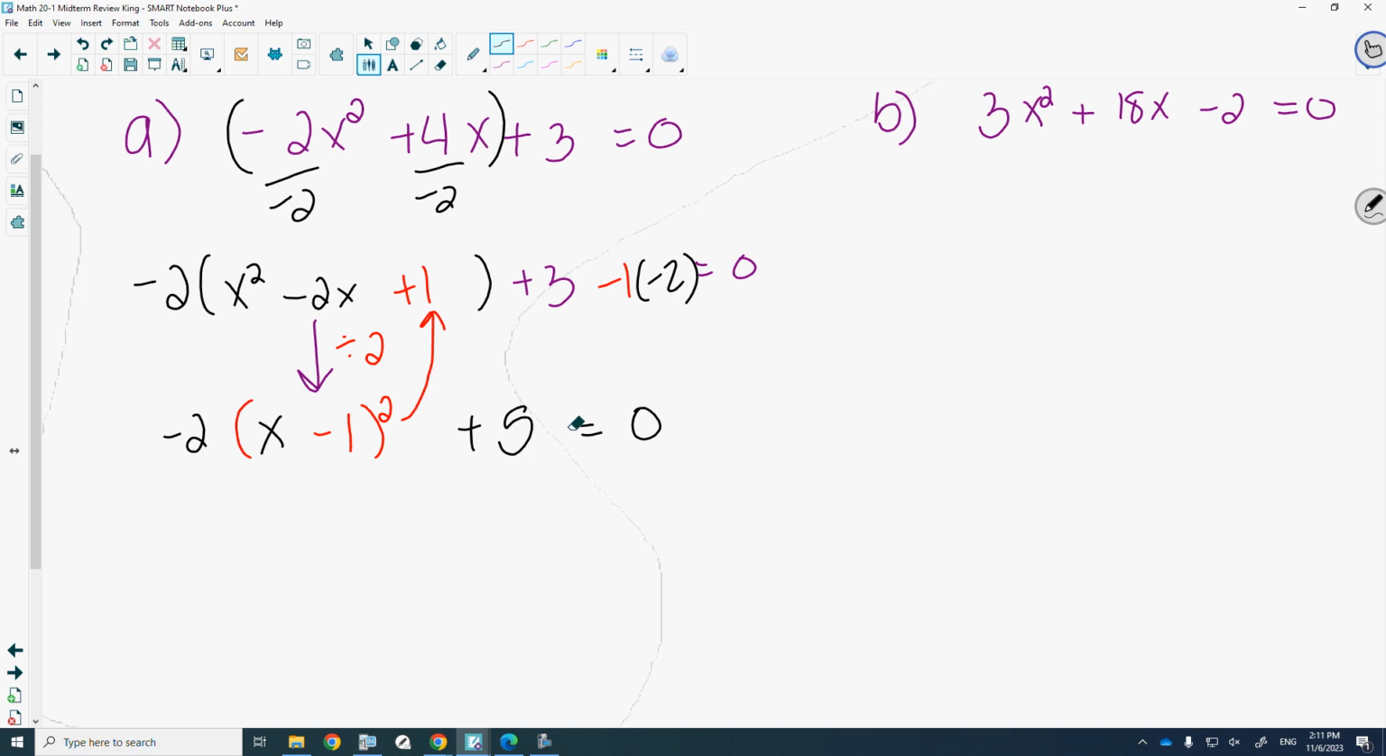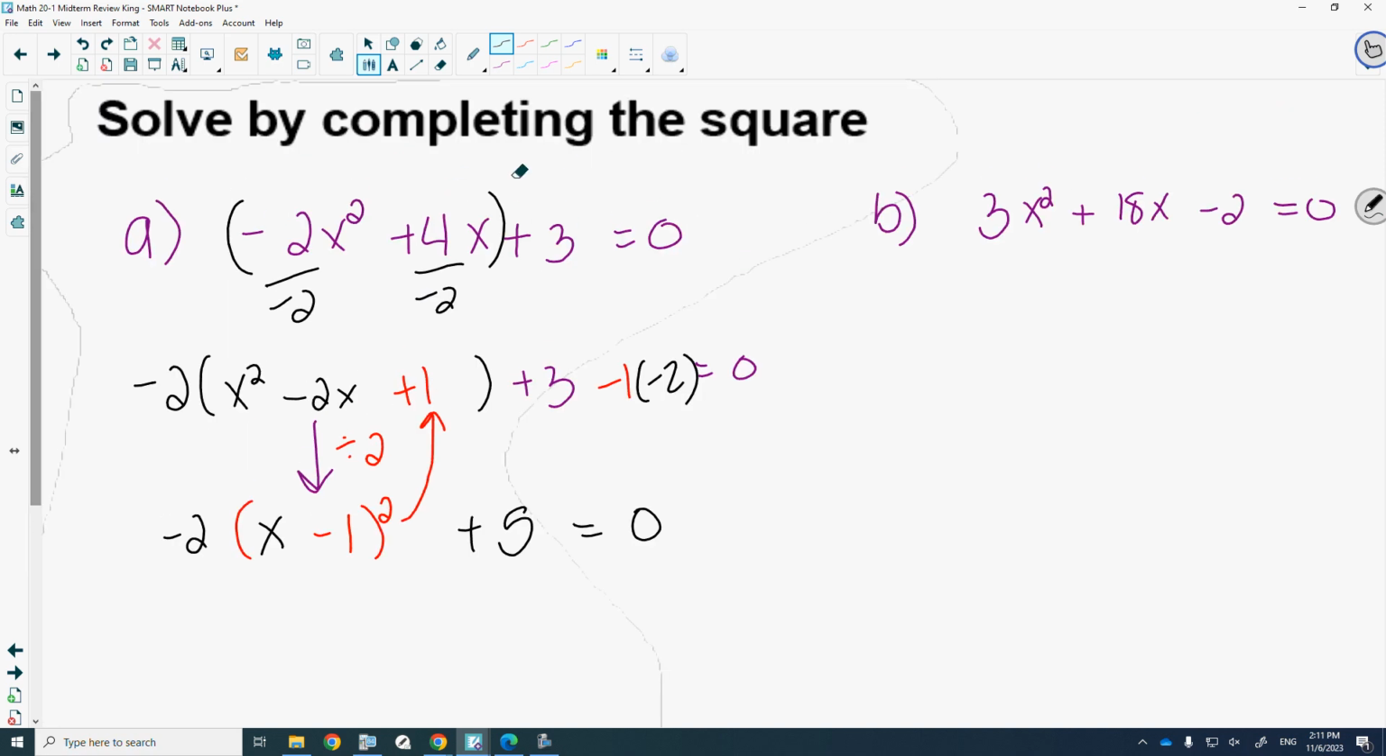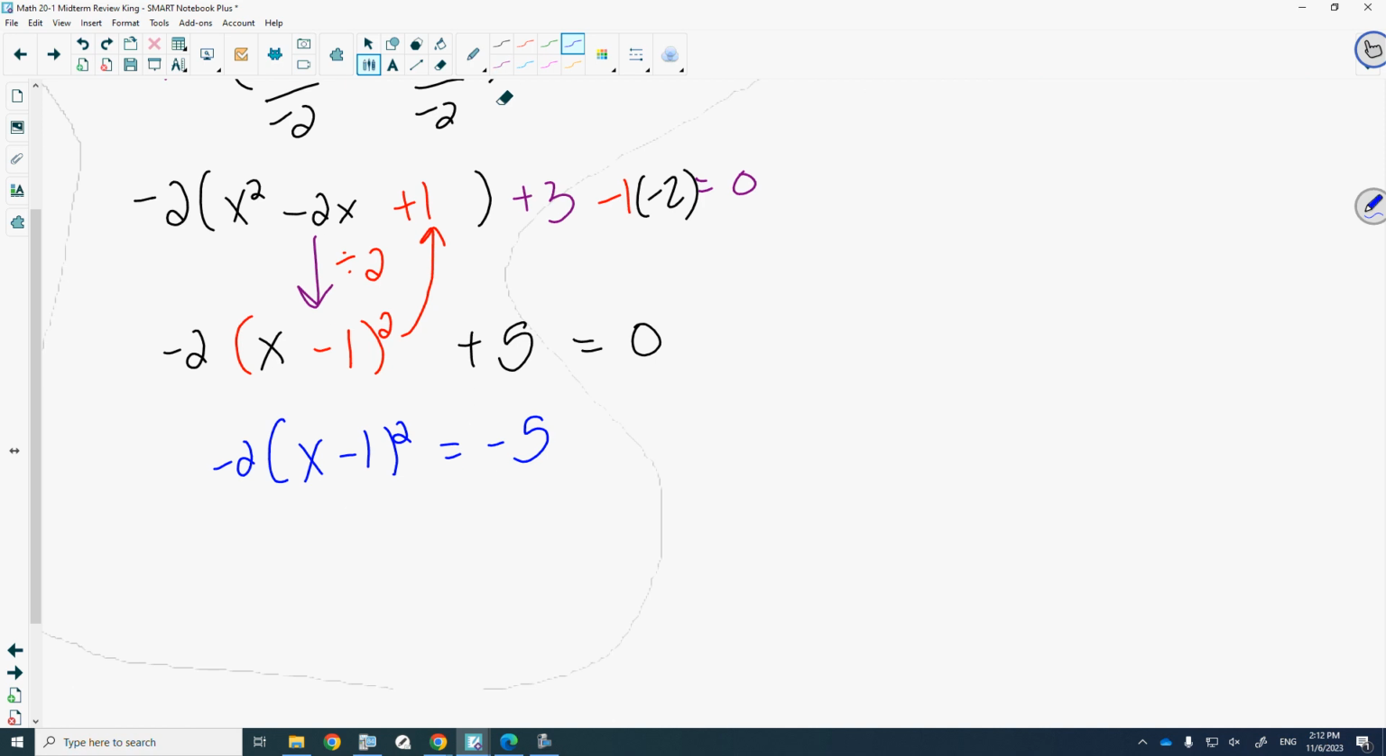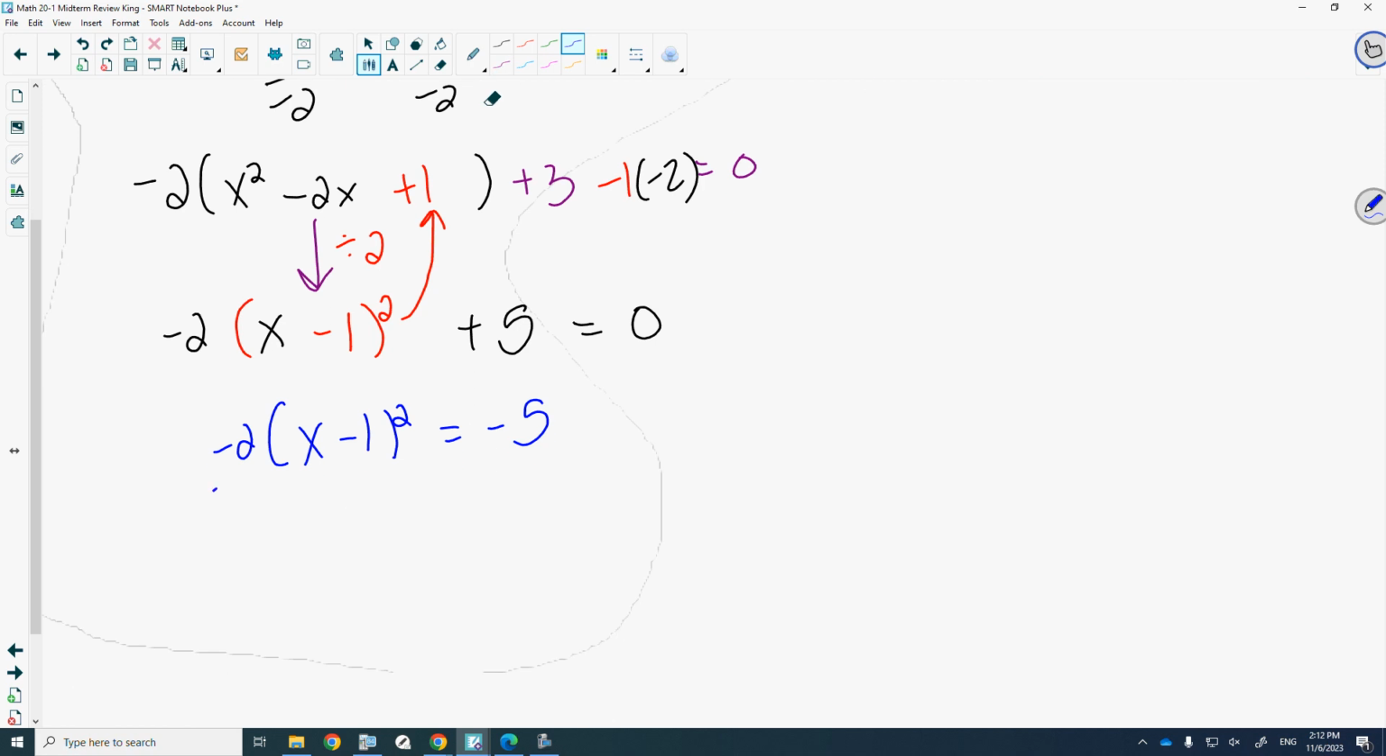But what I could do, if I want, is I could continue this, and I could what's called solve by completing the square. So I want to get my x-intercepts by solving. So from here, I'm going to isolate my x minus 1 squared. So let's subtract 5 from both sides, and then divide by negative 2. So negative 2 times x minus 1 squared is equal to negative 5. And then divide this side by negative 2 and this side by negative 2, and I get x minus 1 squared is equal to 5 over 2.